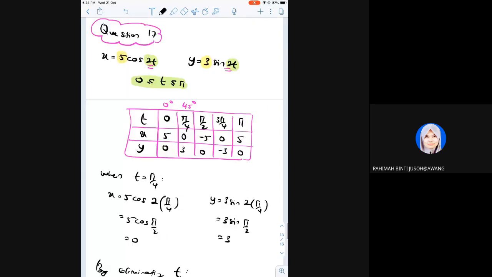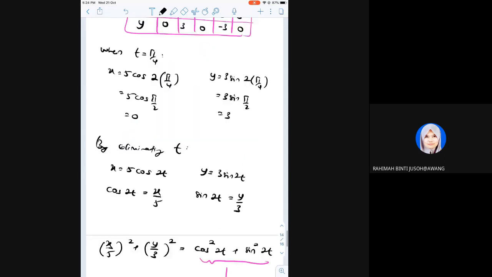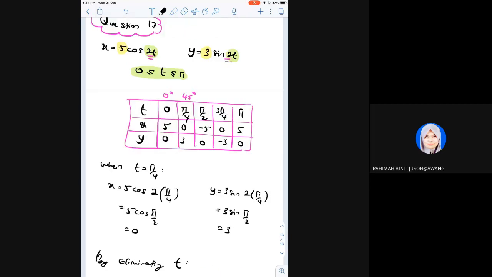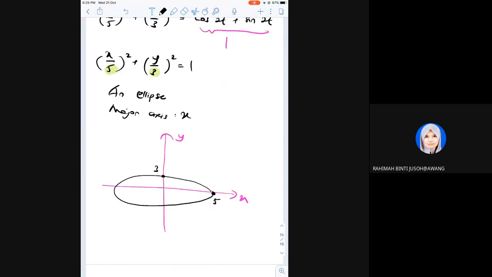Okay, sekarang ni you perhatikan kalau by plotting, kenapa walaupun sampai pi tapi dia dah complete satu ellipse, dia tak jadi separuh pun walaupun interval dia pi sahaja. Sebab dia ada 2t. Okay, bermaksud pusingan dia tu, pergerakan dia 2 kali. That's why dia complete satu ellipse. Understand? Okay, so dia complete satu ellipse ni.